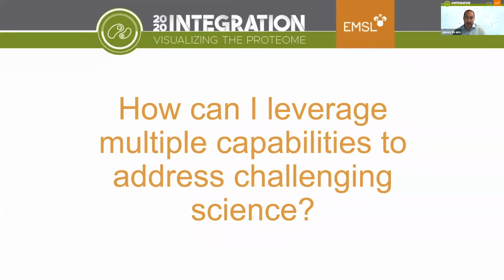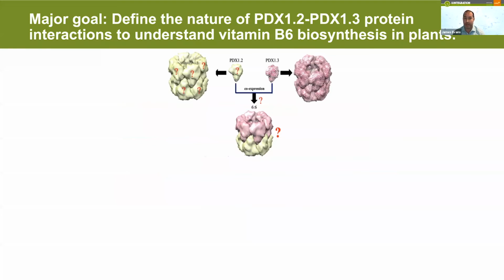Now, how can I leverage multiple capabilities to address a challenging science? This is a question that we wind up getting a lot from users. As an example of what can be done by combining all of these things, think about this project of PDX 1.2, 1.3. These are 2 proteins involved in vitamin B6 biosynthesis. PDX 1.2 is a pseudoenzyme that's not active. PDX 1.3 is active. And so there's questions of how does PDX 1.2 regulate the activity of PDX 1.3. Their proposed mechanism was a stacked ring of hexamers.